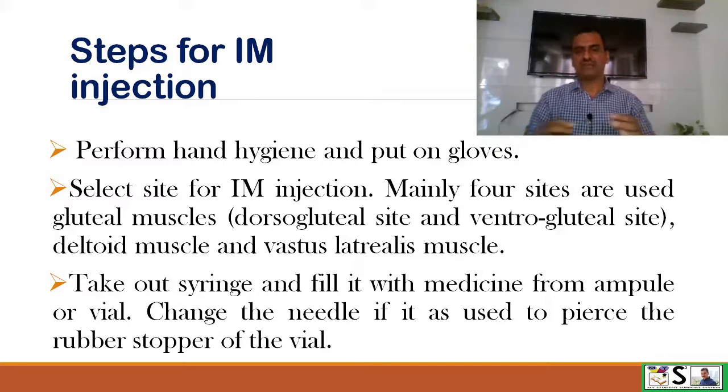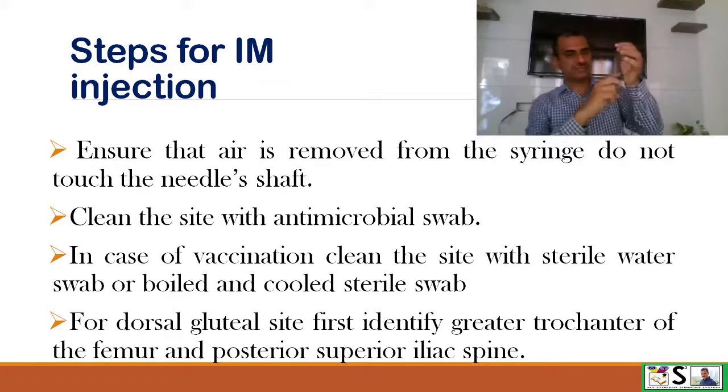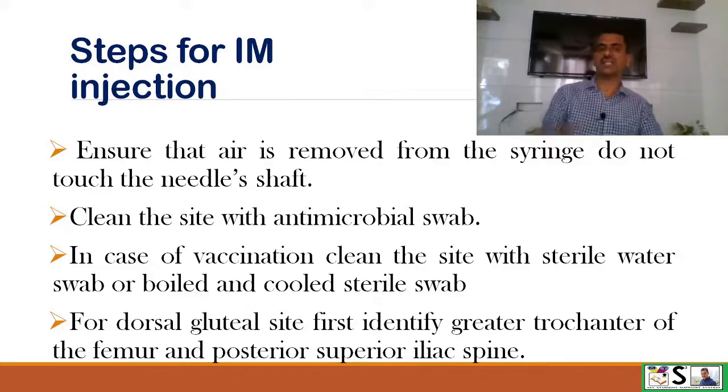Take out the syringe and fill it with medicine either from the ampule or vial. Change the needle if it was used to pierce the rubber seal of the vial. Ensure that air is removed from the syringe, and keep in mind, do not touch the needle shaft. Never touch it because it is sterile and going inside the body. Clean the site with antimicrobial swab. But in case of vaccination, clean the site with sterile water or boiled and cooled sterile swab.